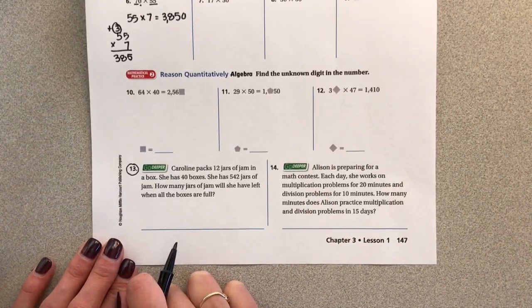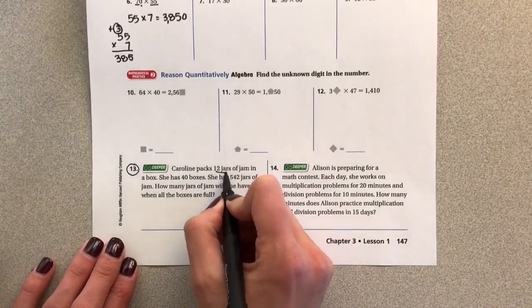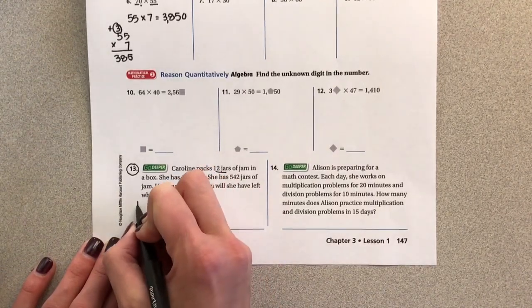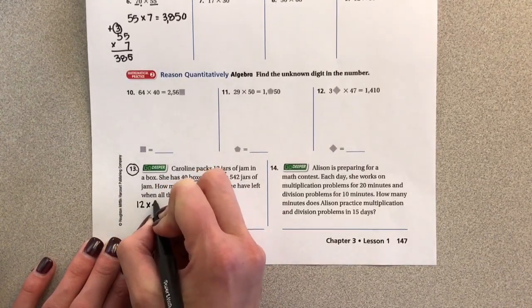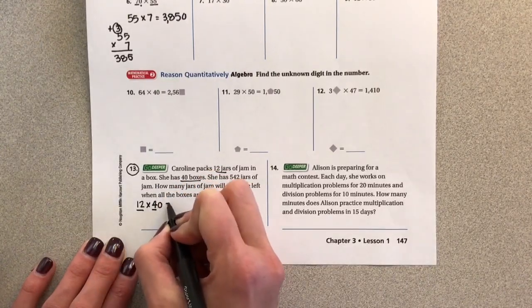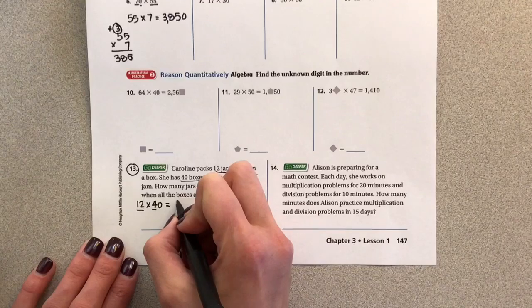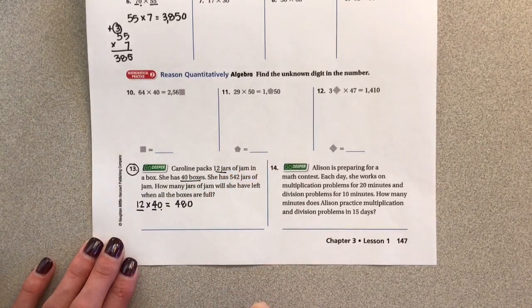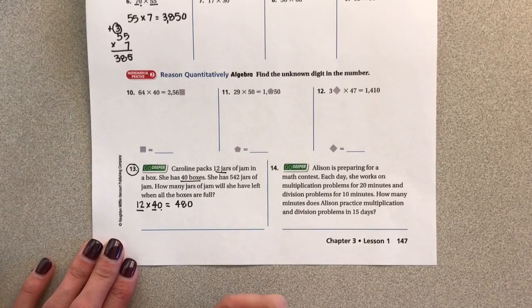So first I need to find how many jars can I fit in the boxes. So if I have 12 jars that can go in 40 boxes, my first step is to do 12 times 40. So first I see that 12 times 4 is a basic fact, which is 48, and then need to add my 0. So I can fit 480 jars of jam in the 40 boxes that I have, but I have 542 jars, which means I'm going to have some leftovers.